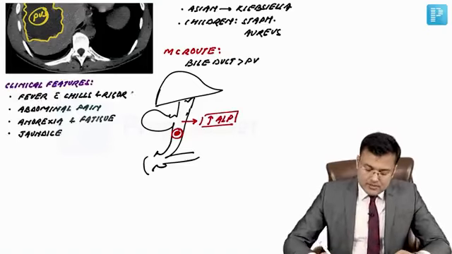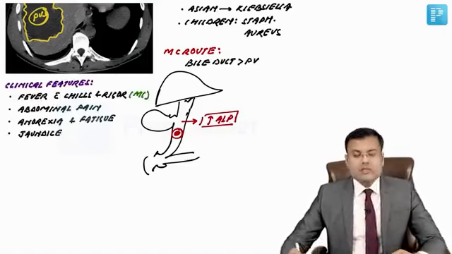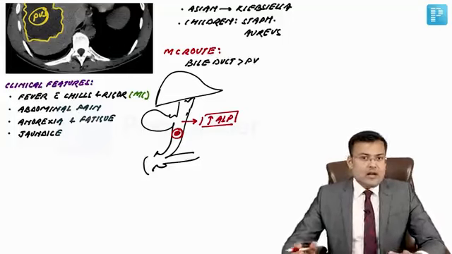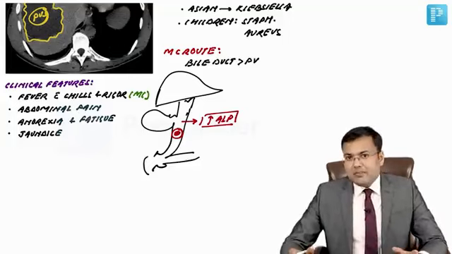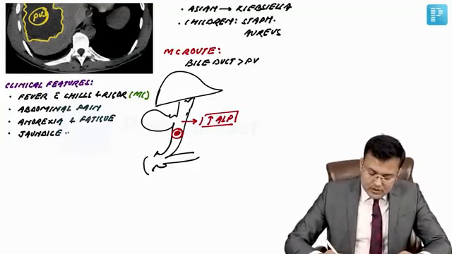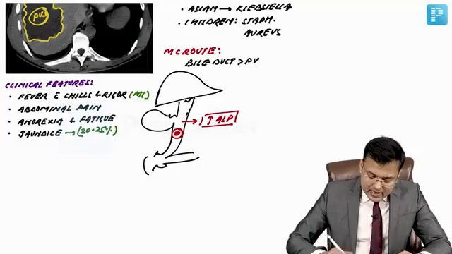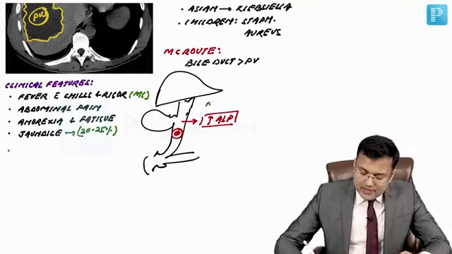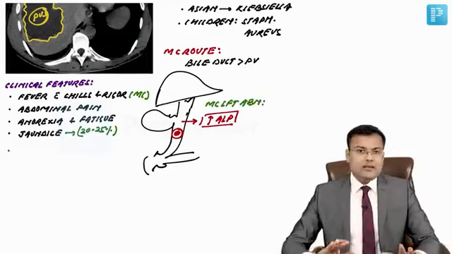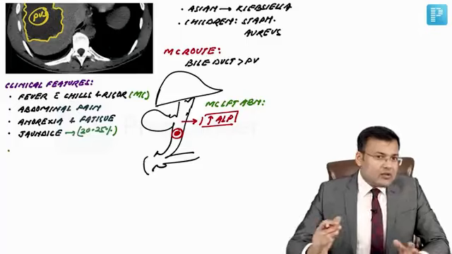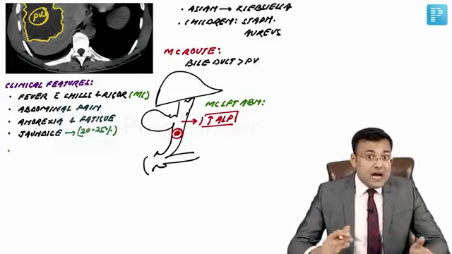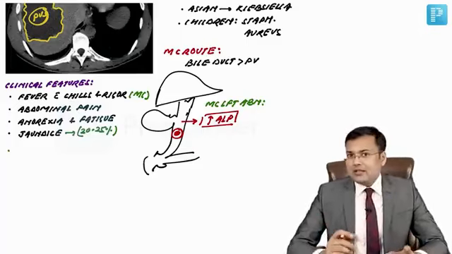So what's the most common symptom? The most common symptom is fever with chills and rigor. Other symptoms are abdominal pain, anorexia, fatigue, and jaundice, seen in 20 to 25% patients, and the most common LFT abnormality is raised ALP. Another important point, the diagnosis of pyogenic liver abscess is highly suggested by ultrasound or CT.